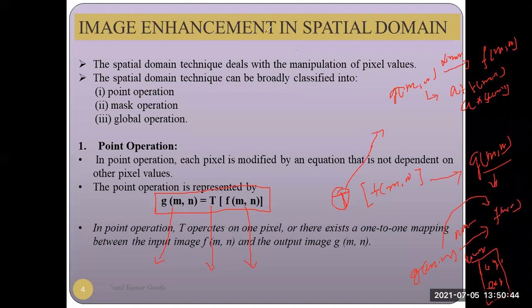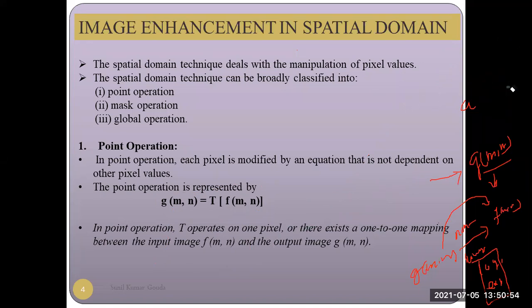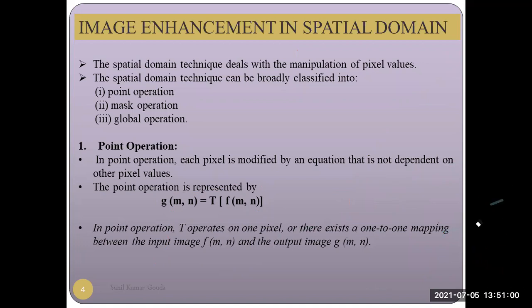Fine. Here these two things are clear. Now this is a mathematical representation, and in this mathematical representation, the T is very important. The T is your point transformation, and it can be your linear transformation or non-linear transformation. So we can define this mathematical equation in point operation.